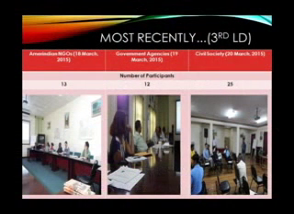Most recently, in the third legality definition, there were consultations in March 2015 with the Amerindian NGOs, March 19th of 2015 with government agencies, and civil society in March 2015. And there was a lot of feedback coming from reading the third draft of the definition that helped to mold it and finalize it.